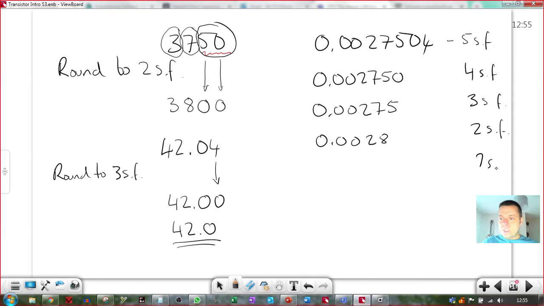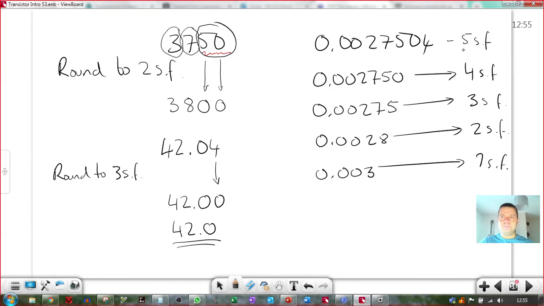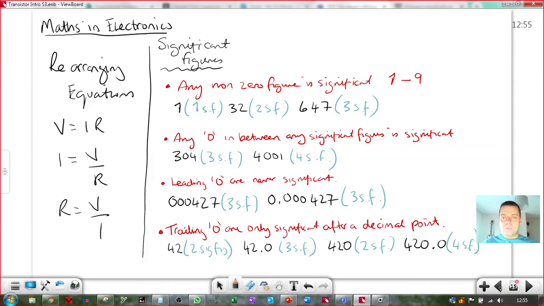Let's round it to 1 significant figure. 0.00, does that 2 stay a 2 or does it become a 3? It becomes a 3. So this is how we round to significant figures. Okay? And that's what's going to be in the quiz. There's a bunch of examples and an explanation.